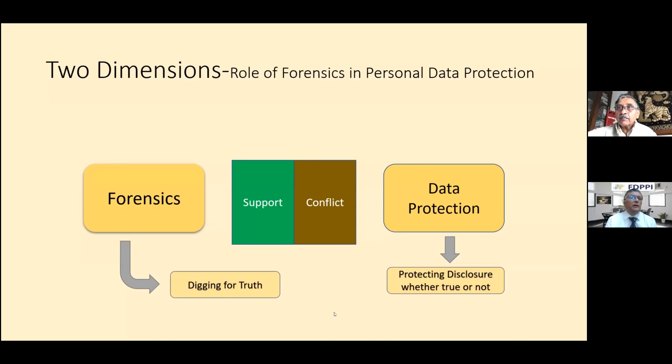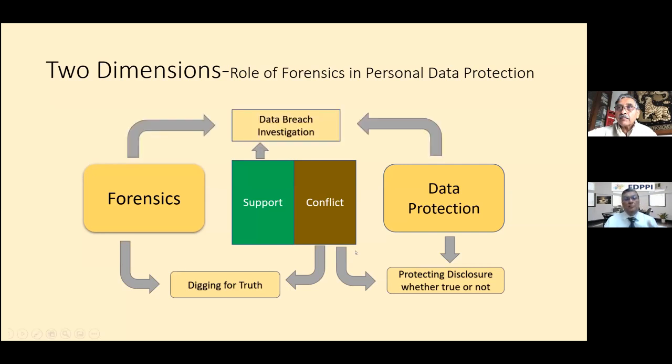So it is not a question of truth or untruth, but privacy always says that it is left to the choice of the individual. So in that way, forensics wants truth to be found out, while data protection wants disclosure to be restricted. That's why I feel there is a conflict between forensics and data protection in terms of the basic principles.